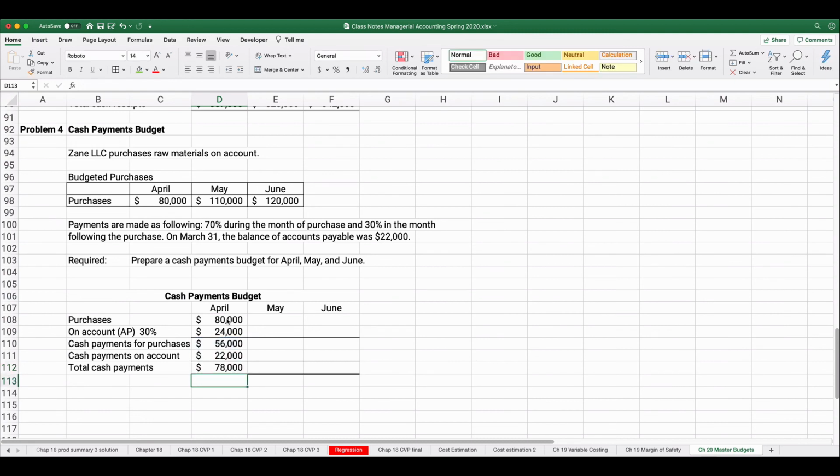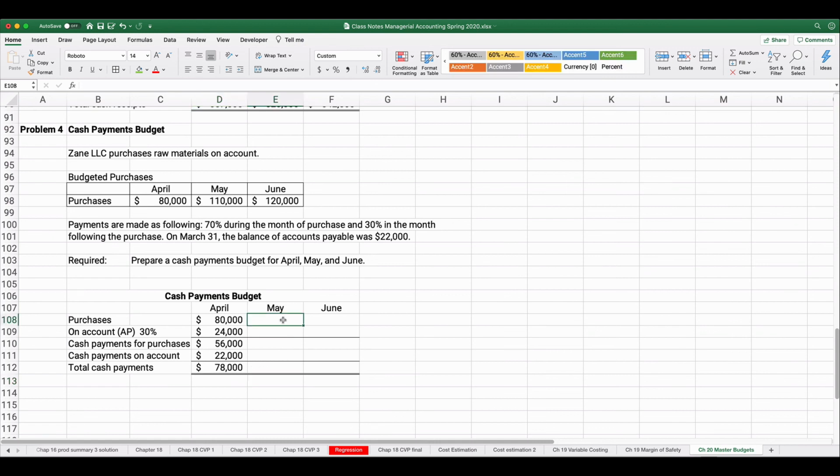Now, this is a cash payment. This is money going out of our company. It means our cash account is going down, our checking account is going down, because this is a cash payment. This is an overall negative amount for cash.